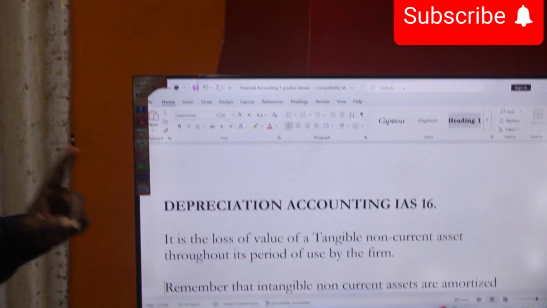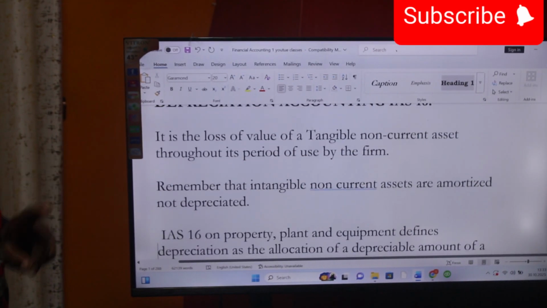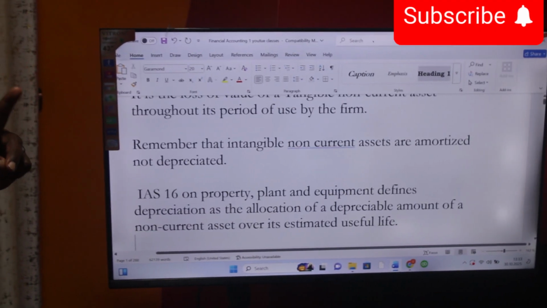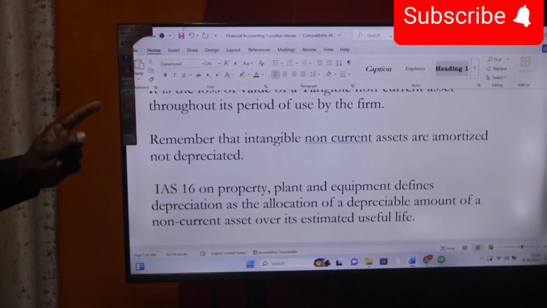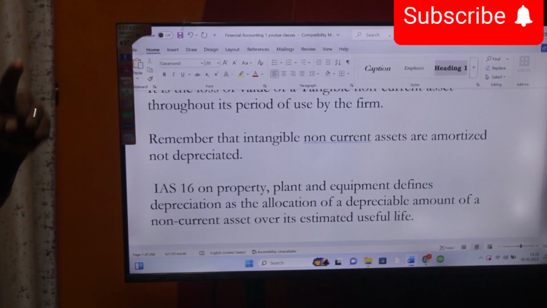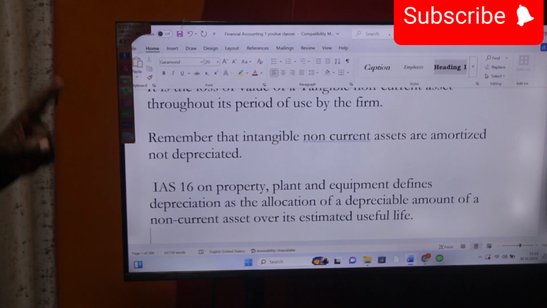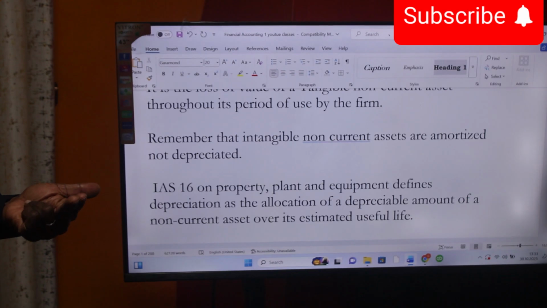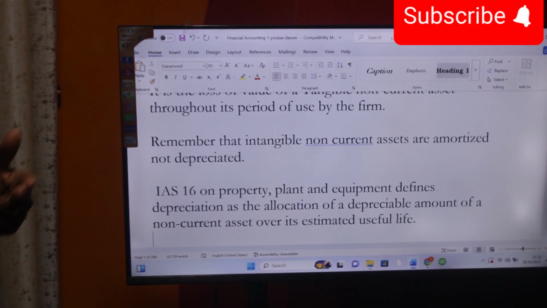Therefore, we are saying depreciation is the loss of value of a tangible non-current asset throughout its period of use by the farm. Remember that intangible non-current assets, the ones you cannot touch, are amortized and not depreciated. We do not talk about depreciation of intangible non-current assets, for example, things like copyrights and goodwill. We talk about amortization, and we have a different standard for that.